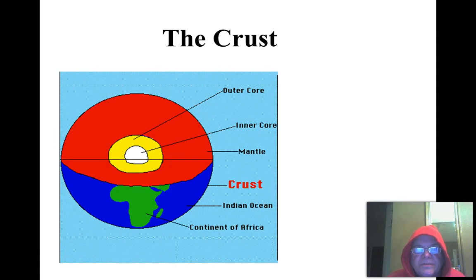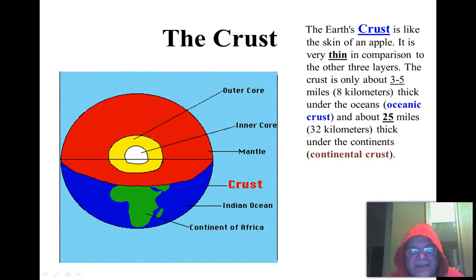Okay, the crust is the outer part. That's what we live on right there. And the crust is like the skin of an apple or the eggshell of an egg. And it's real thin compared to the other layers, and we've never drilled through the crust. Can't take a drill and go through it, doesn't happen. It's about 3 to 5 miles in the ocean because you got the water and stuff, and it's thinner crust, but the land or the continents about 25 miles thick, so there's no way you can get a drill to go through that.